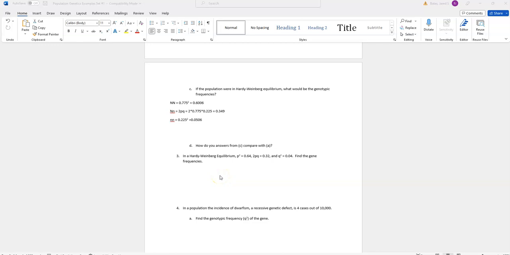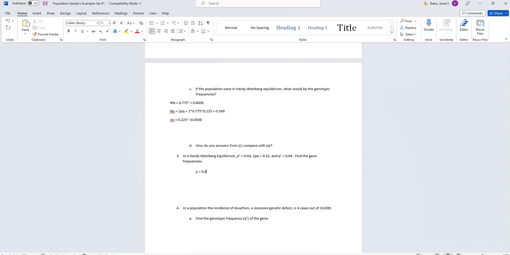So for problem number 3, you've got a Hardy-Weinberg population with p squared equals 0.64, 2pq of 0.32, and q squared is 0.04. What you can do is just choose one of the homozygotes. So I can take p squared equals 0.64, since this is in Hardy-Weinberg. I'm just going to take the square root of 0.64 to find p, and that's pretty much all you do.